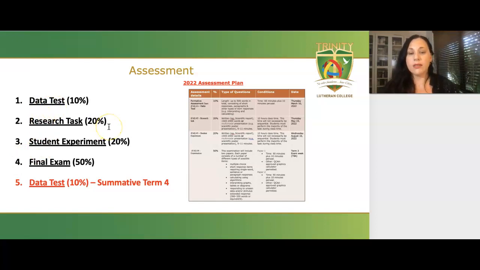The research task is worth 20%, student experiment worth 20%, and your final exam for Year 11, and then again replicated next year in Year 12, is worth 50% of your final grade. So achieving well on that final exam is essential.